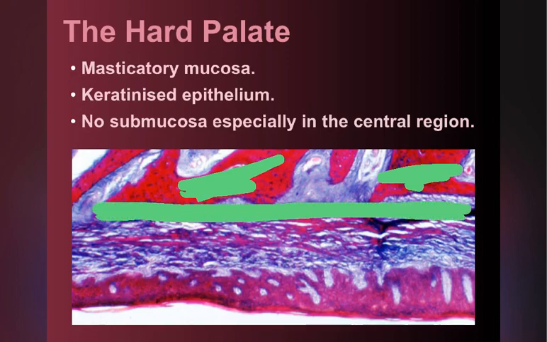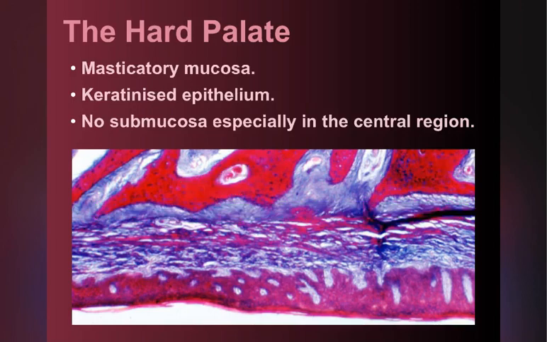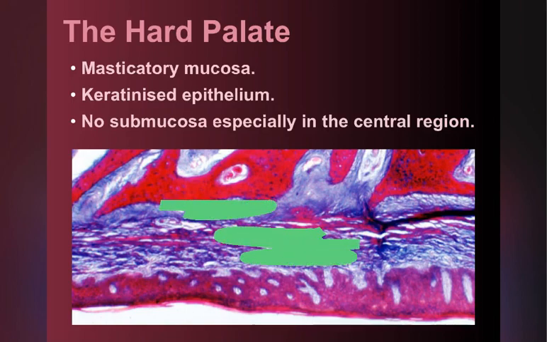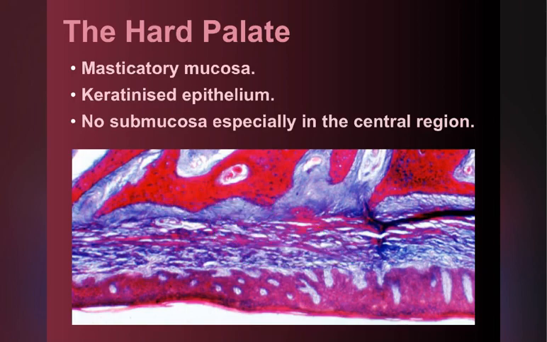The bone is covered by periosteum. We do not have submucosa in this region. There is no submucosa between the lamina propria and the periosteum. So this section is taken from the midline of the hard palate. In the other regions of the hard palate, we have submucosa, and we will talk about that in the coming slides.